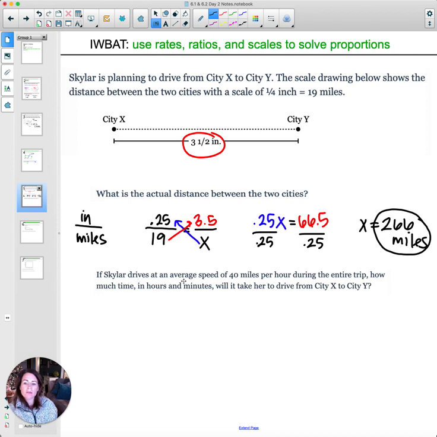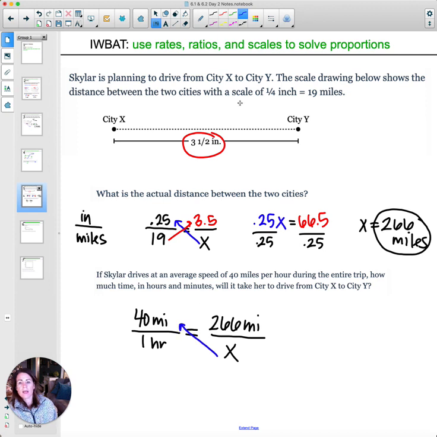So now if Skylar drives at an average speed of 40 miles per hour, okay, so 40 miles per 1 hour during the entire trip, how much time in hours and minutes will it take her to drive? Okay, so 40 miles per 1 hour, and she's going 266 miles in how much time? Remember we talked about that word per means divide. So 40 miles per 1 hour equals 266 miles over how many hours? And then you can cross multiply again.